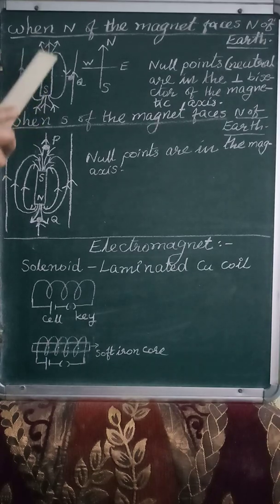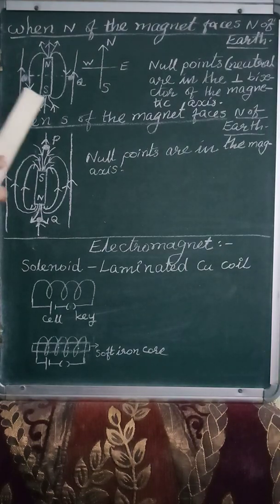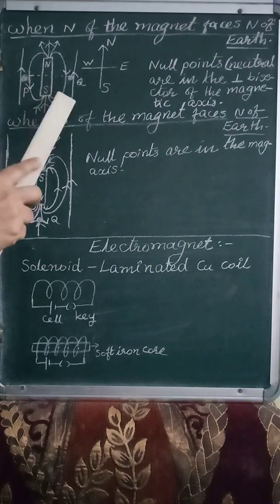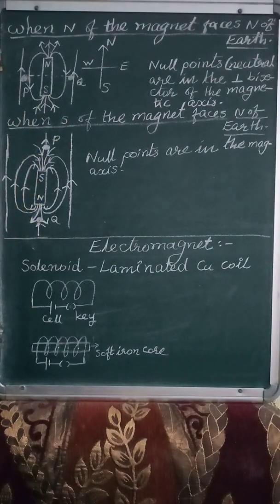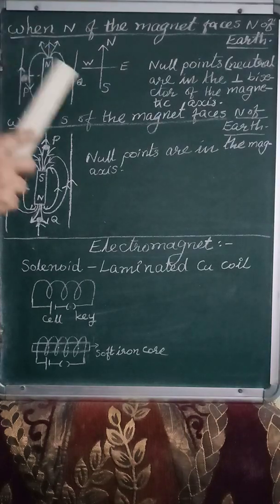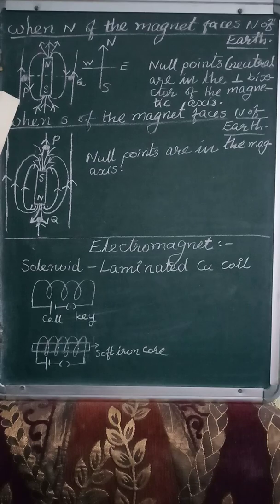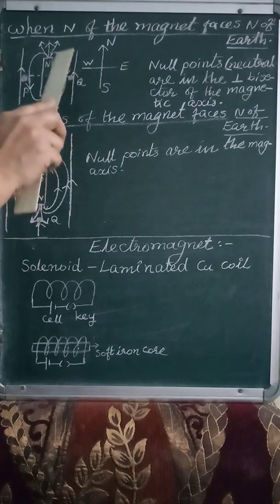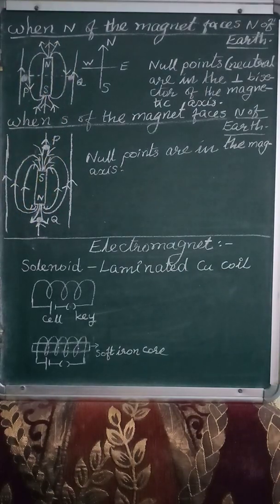Besides these lines of force of the bar magnet, I have drawn here the earth magnetic field lines. This one is the earth magnetic field lines. For earth magnetic field lines, we represent them by equal distance parallel lines which are pointing towards the north direction. So these lines are the earth magnetic field lines, and they are the magnetic lines of force of the bar magnet.